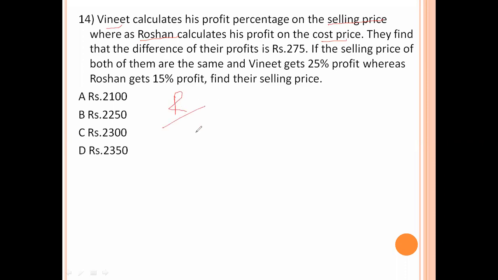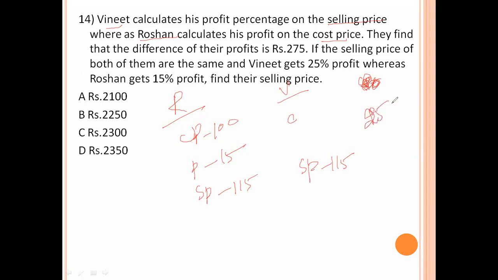First, Rohan: cost price is 100, profit is 15% means 15 rupees, selling price 115. Next we come to Vinith. Both selling prices are equal, 115. Here the profit percentage is 25%, calculated on the selling price. So profit percentage means 25% profit equals profit by selling price 115 into 100.